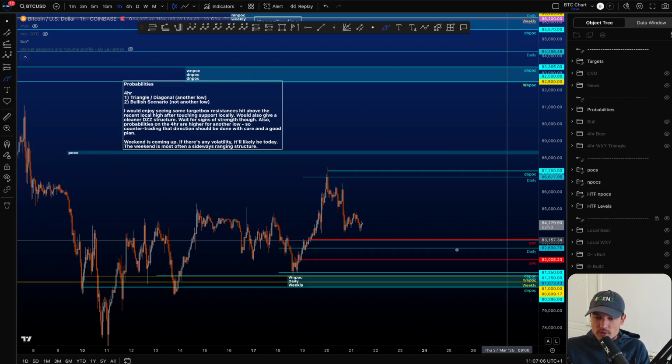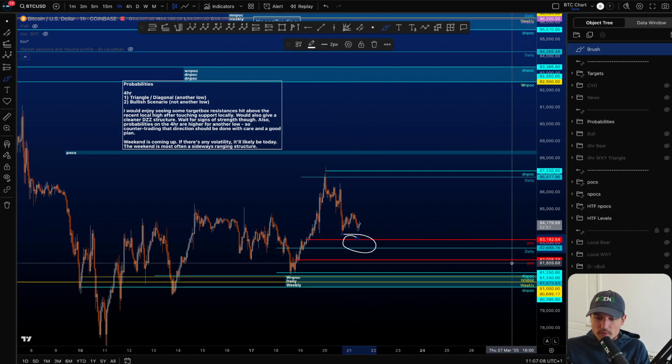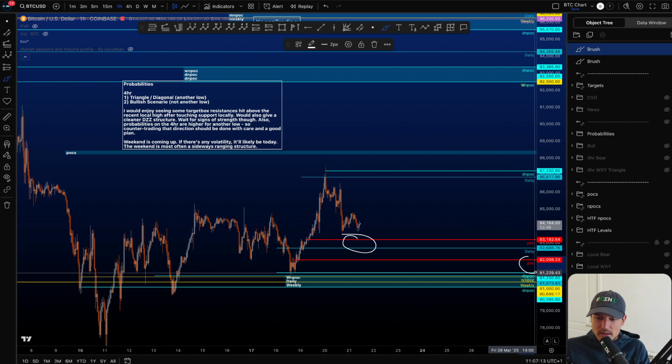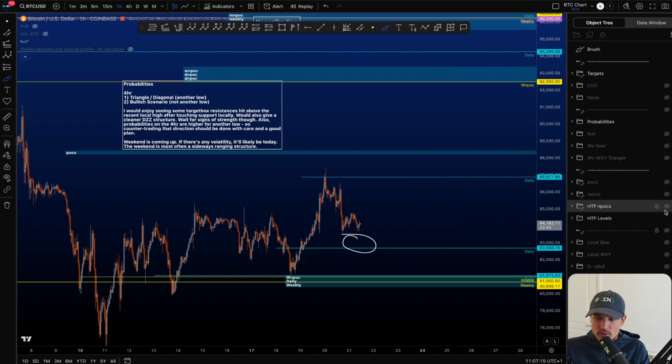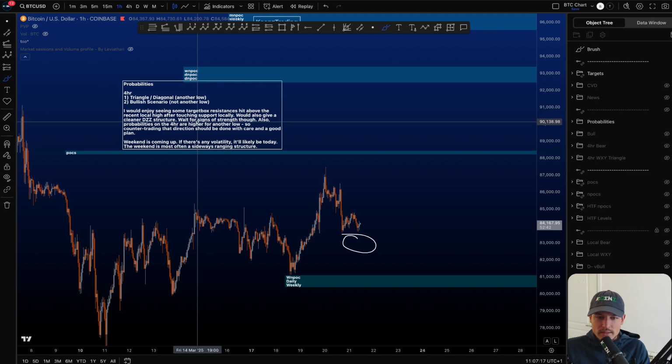Support locally, let me just turn on all the levels. Over here, we have a point of control and daily, 83.2, 82.6K. Interesting area down here, 82 as well. So those are some areas to the downside. Would also give a cleaner double zigzag structure.